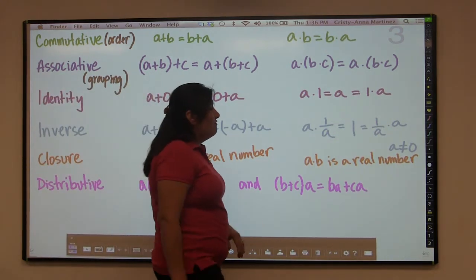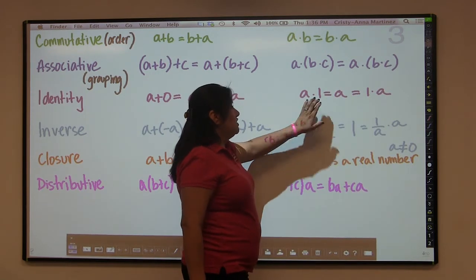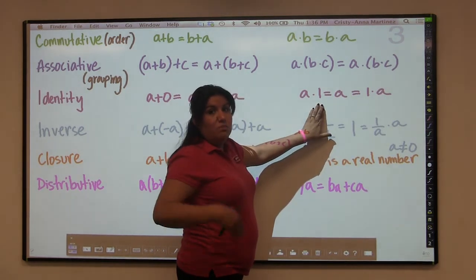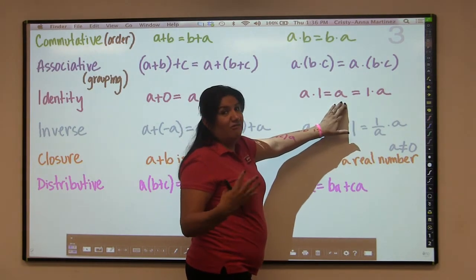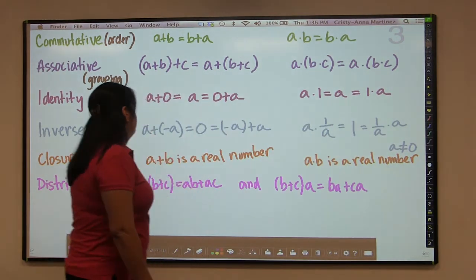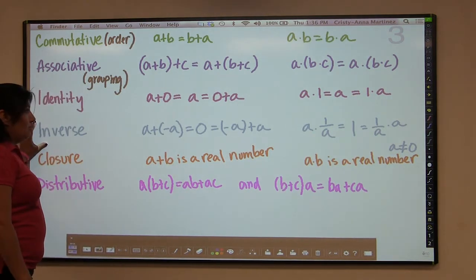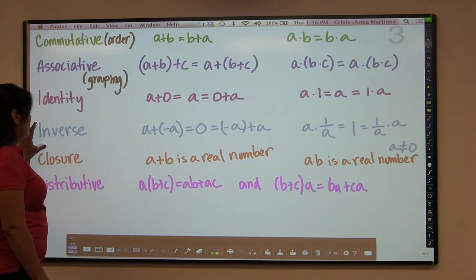And then you have the identity for multiplication and division, which is 1, which basically means that if you multiply anything by 1 or divide anything by 1, you get itself back, A back. And then we have inverse. And it's important to remember that inverses always produce identities.